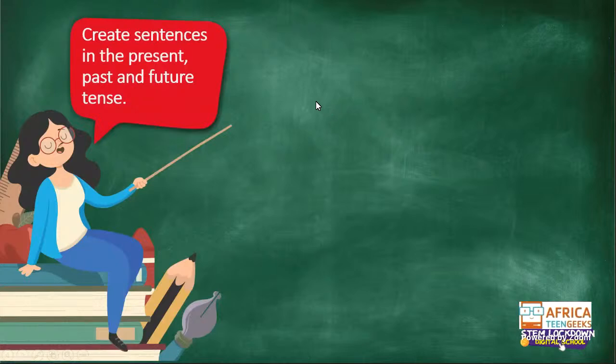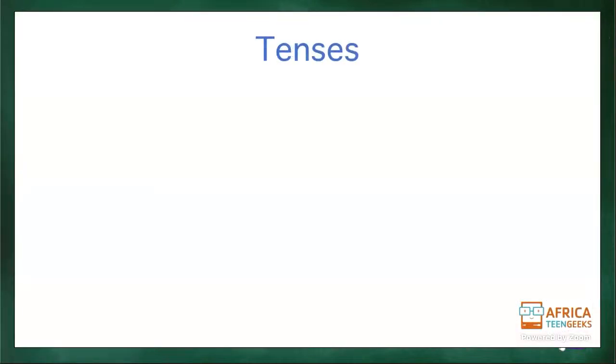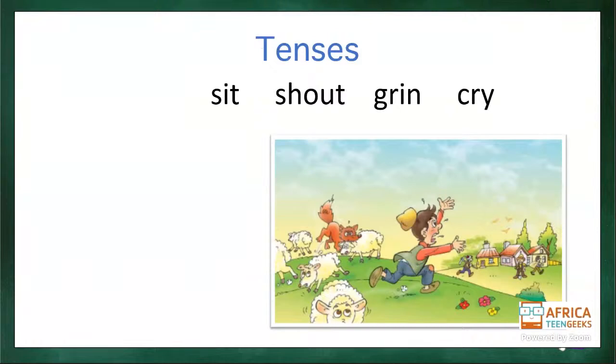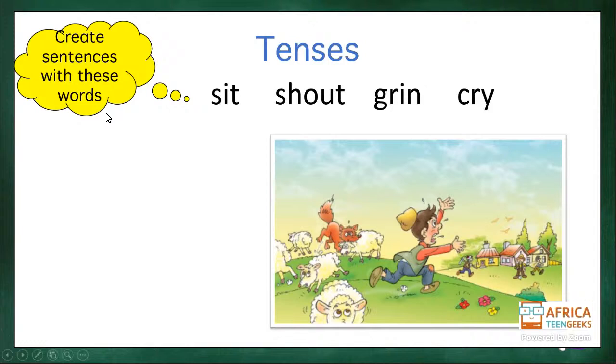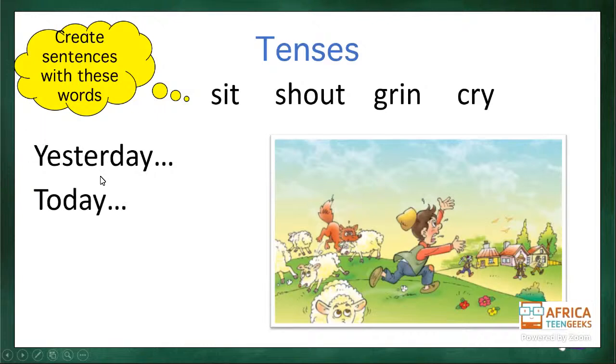So now I'm going to put up some sentences, some words, and I want some brave children to volunteer to make sentences with those words. Okay, in the past, the present, or the future tense. So let me show you what I mean. Right, so there's our four words: sit, shout, grin, cry. I want you to make one in the past tense, starting with yesterday, one in the present tense, starting with today, and one in the future tense, starting with tomorrow.